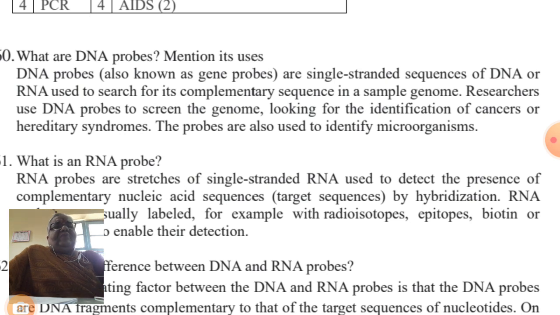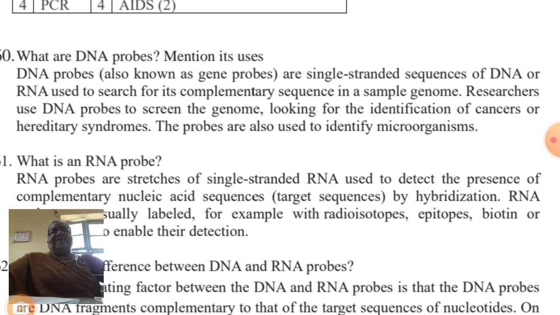You will have a sample genome and you will introduce these probes. Mostly these probes are radioactively labeled, and they go and bind, hybridize with the complementary sequence on the sample genome. And where they bind, since they are radioactively labeled, when you do autoradiography, you will see the radioactivity on that photographic plate in that particular region. This is how DNA probes work.